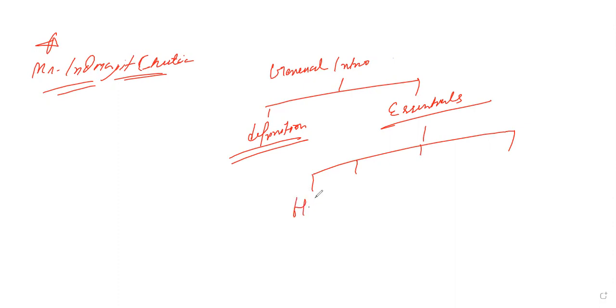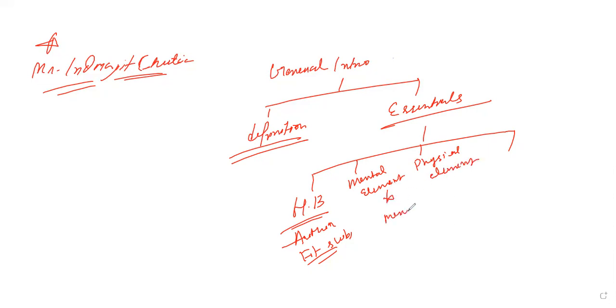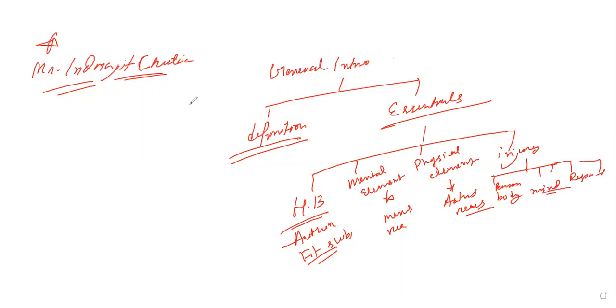As you already know, the first one is HB, that is human being, who is the author of crime and a fit subject for punishment. Then the second one is the mental element. The third one is the physical element. The mental element here is mens rea, the physical element here is actus reus, and the last one is injury. The injury must be caused to a person's body, mind, reputation, and property.